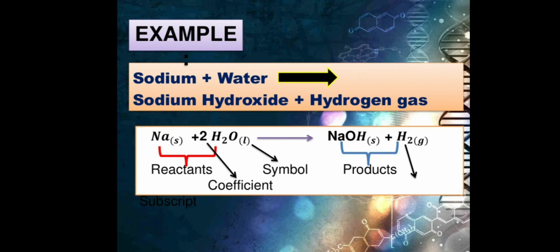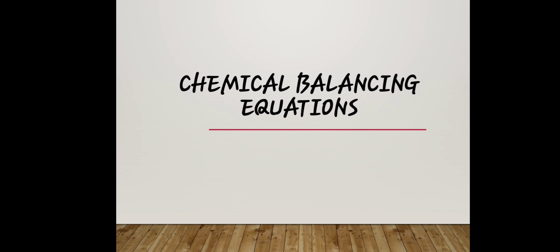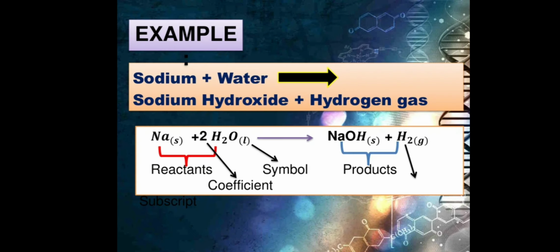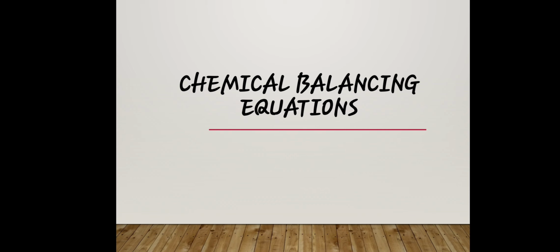Let's give some more examples. That was the example of the discussion I gave earlier. Now, how can we solve a certain chemical equation? Of course, we will be undergoing the process called balancing chemical equations.